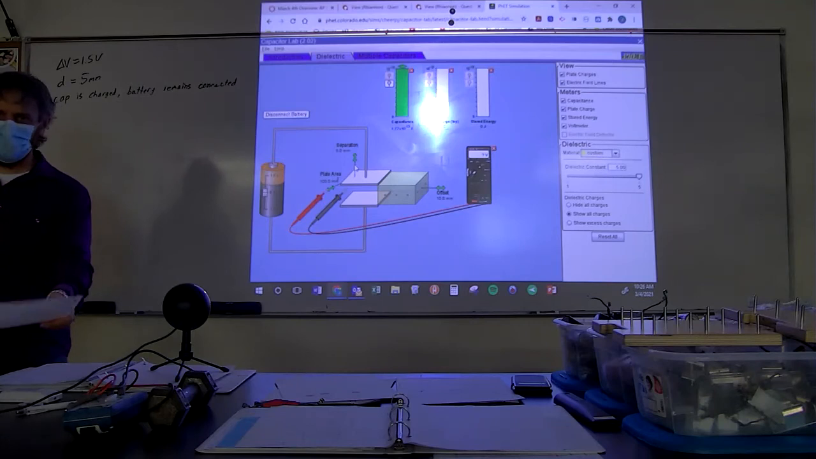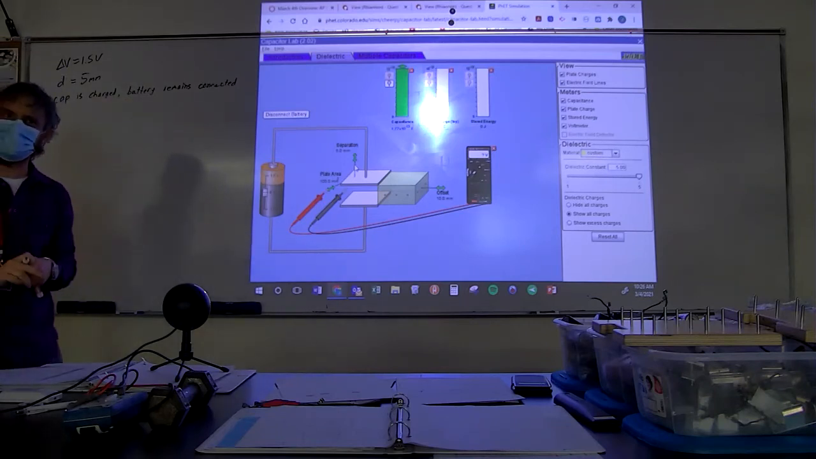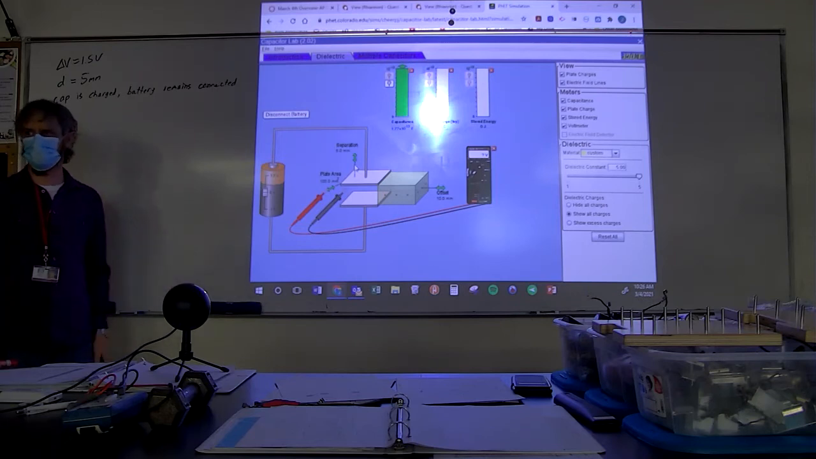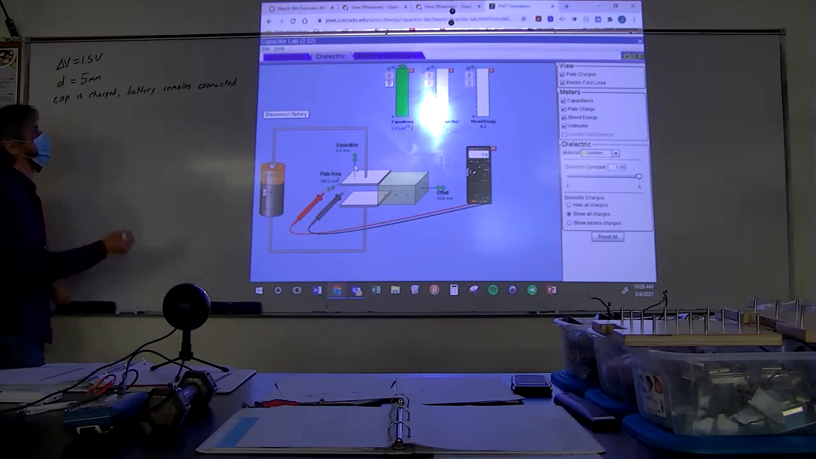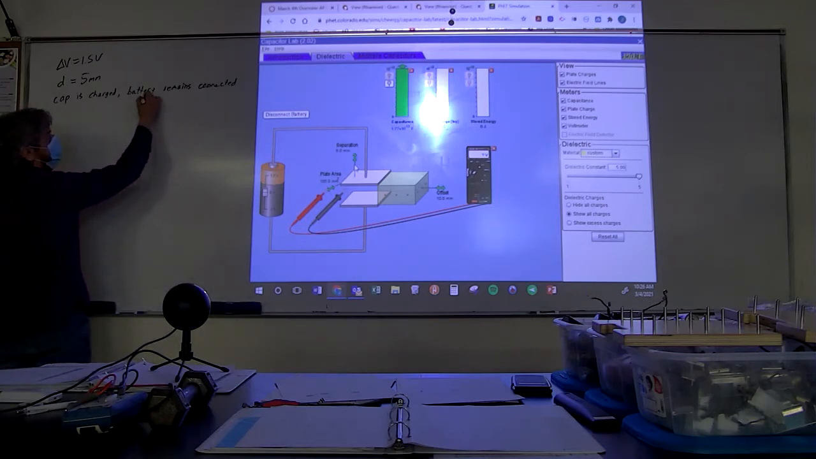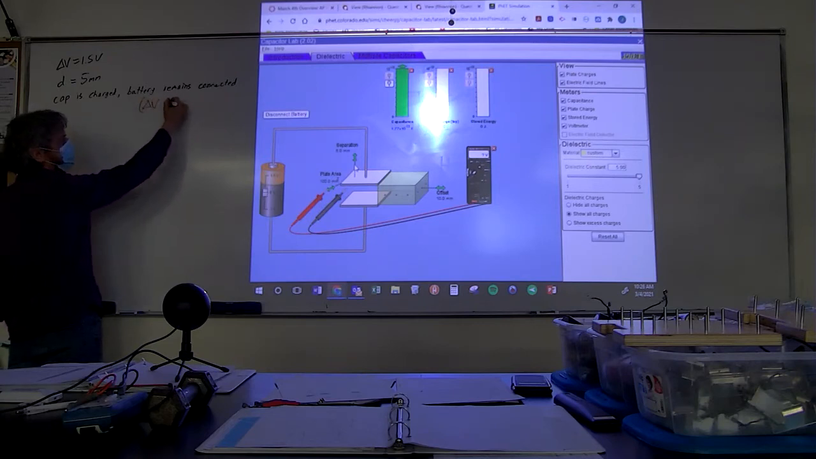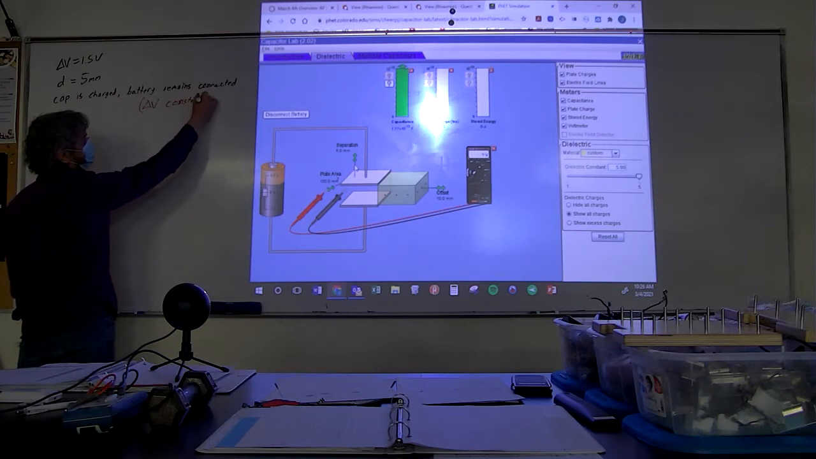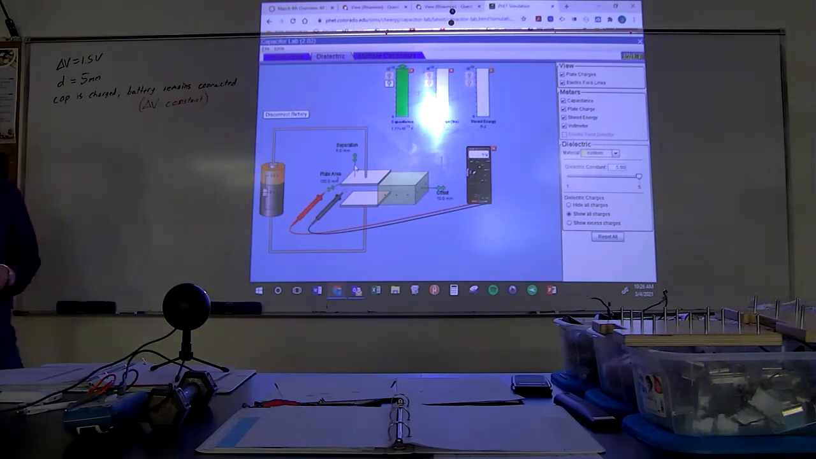When the battery remains connected, notice in the last one when I reconnected the battery, the charge changed. The amount of charge on the capacitor changed. And that's because when the battery remains connected, it's the potential difference across the capacitor that is constant. So if the potential difference is constant, then you can get charge loaded on and off, again because you have a pathway for that to happen now. So the battery remains connected.